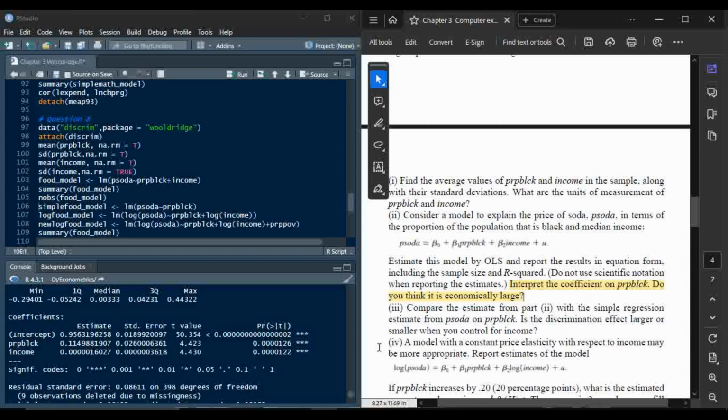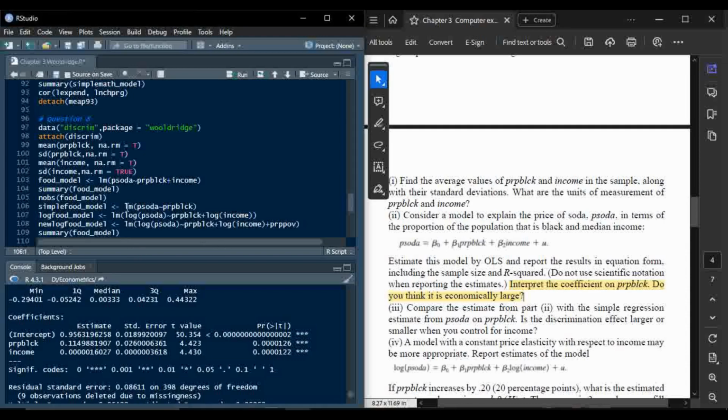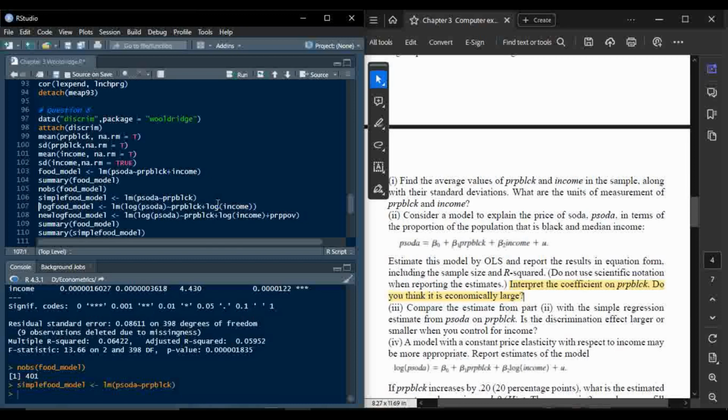Now compare the estimate from part two with a simple regression estimate of p soda on proportion of black. So it asks, is the discrimination effect larger or smaller when you control for income? Let's see the simple food model. Create a model by the name of simple food underscore model, and then estimate the price of soda on the basis only of proportion of black without controlling for income. Press Ctrl plus Enter and then summarize this model.